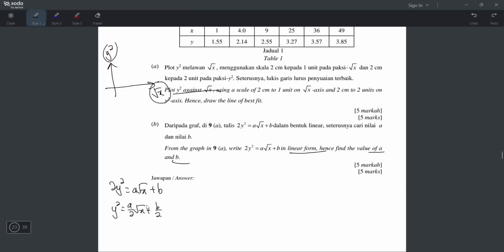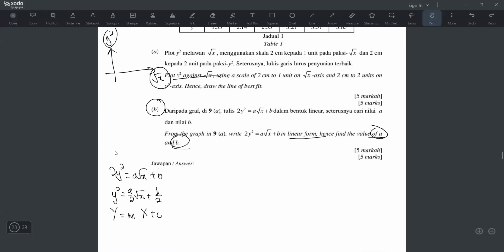So maksudnya dah siap lah, inilah linear form saya. Y sama dengan mx plus c. The y-axis sudah match, the x-axis pun sudah match. Maksudnya gradient nanti pun sama dengan gradient of the line of best fit. The gradient will be a over 2, the c will be b over 2. And you will need this later when you do question B. Because question B, they want to find a and b. And if you don't do this first, macam mana you nak tahu, right? How you know what's the gradient and the y-intercept kalau you tak buat ni dulu. Okay, so that is the linear form.